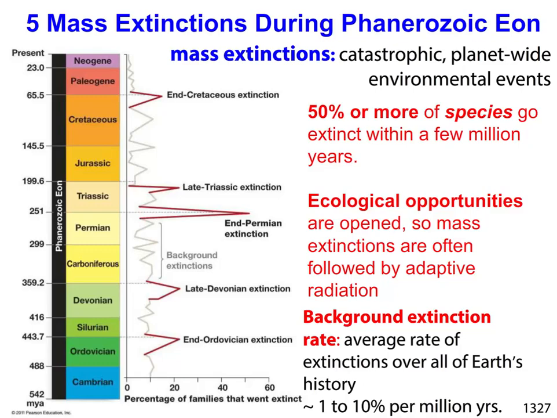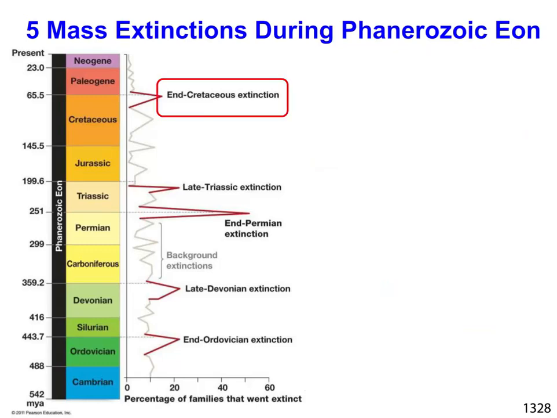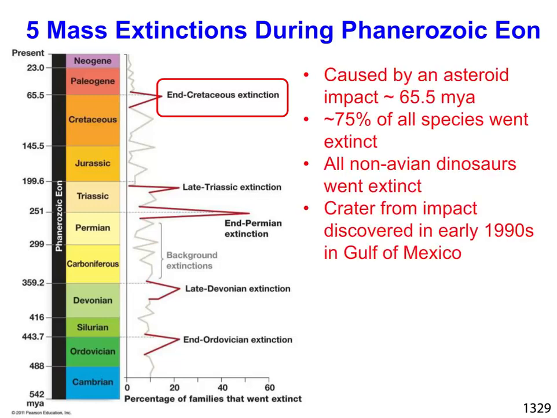This shows the percentage of families that went extinct, going from 542 million years ago to the present, when they happened. Each one of these had all sorts of interesting critters that existed at the time, and when the extinctions happened, of course, they ceased to exist. The most famous is known as the End Cretaceous extinction, otherwise known as the KT extinction, and this again is when the dinosaurs finally bit the dust.